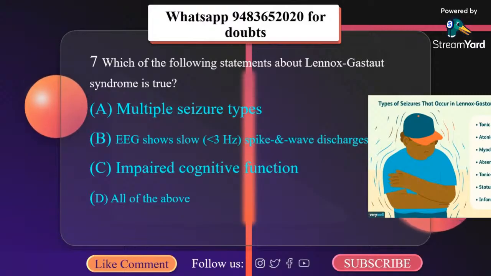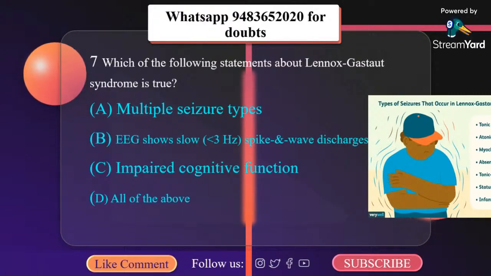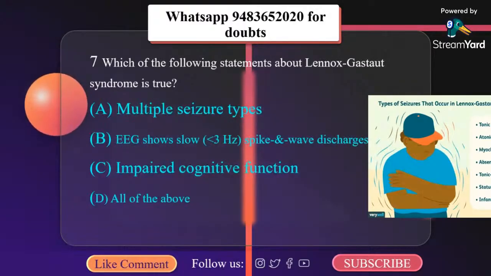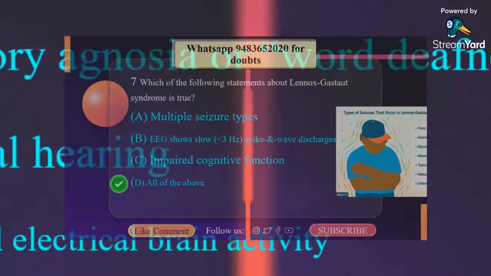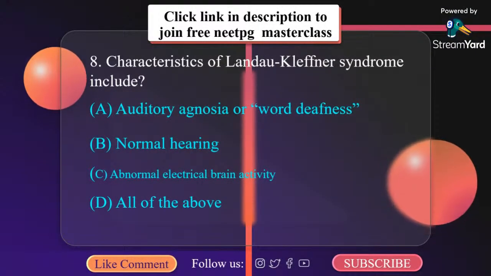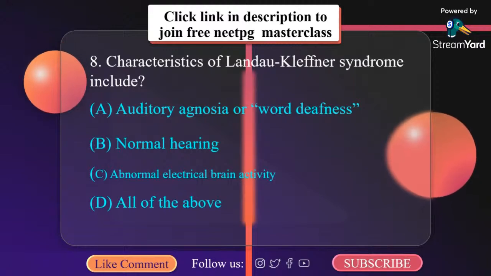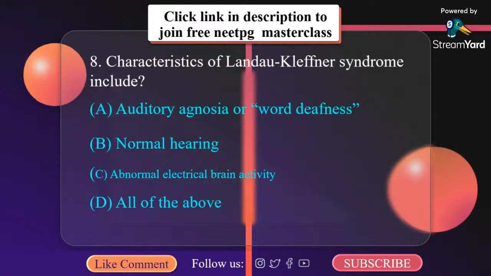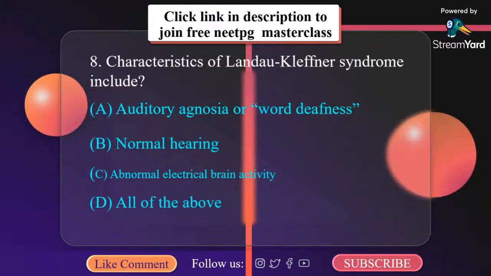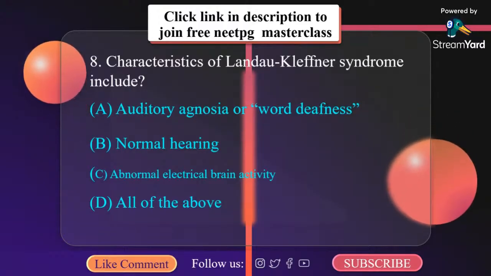Which of the following statements about Lennox-Gastaut syndrome is true? A, multiple seizure types, B, EEG shows slow spike and wave discharge, C, impaired cognitive function, D, all of them. It is all of them. Characteristics of Landau-Kleffner syndrome include A, auditory agnosia or word deafness, B, normal hearing, C, abnormal electrical brain activity, D, all of them. In Landau-Kleffner syndrome, there occurs gradual or sudden loss of ability to understand and use spoken language. All children with LKS have abnormal EEG and have epileptic seizures, usually at night. Hearing tests show normal hearing.